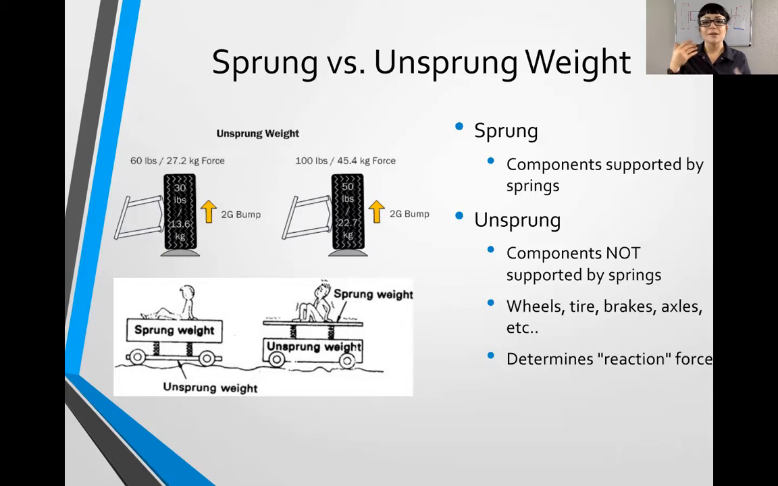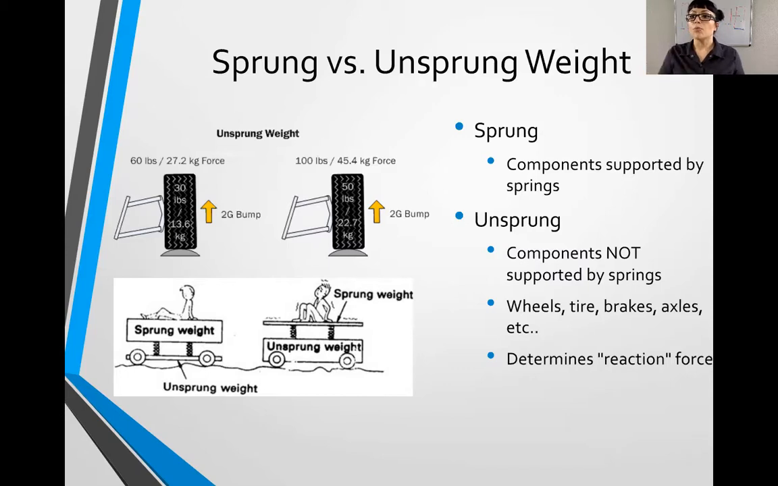So sprung weight is any component that is going to be supported by my springs: my engine, all of the passenger compartment. So yeah, I suppose our body, right? All of those things. Unsprung weight: some suspension components are partially sprung or unsprung. Some are fully sprung, some are partially sprung, depending on where they're located with the spring.